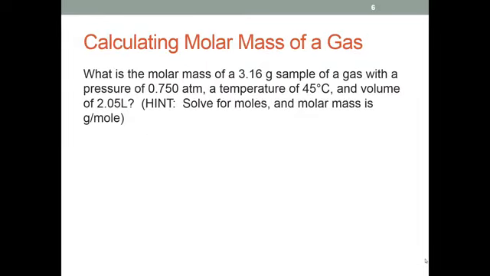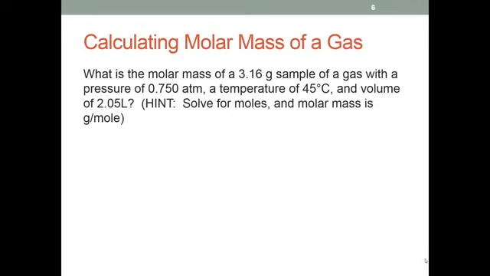We can also use the ideal gas law to calculate different things about a gas, for example, its density or its molar mass. Your textbook does an excellent job of laying out the steps involved in calculating the density of a gas using the ideal gas law. So instead of focusing on that topic, I chose to focus for a moment on calculating the molar mass of a gas. This is probably best illustrated by an example.